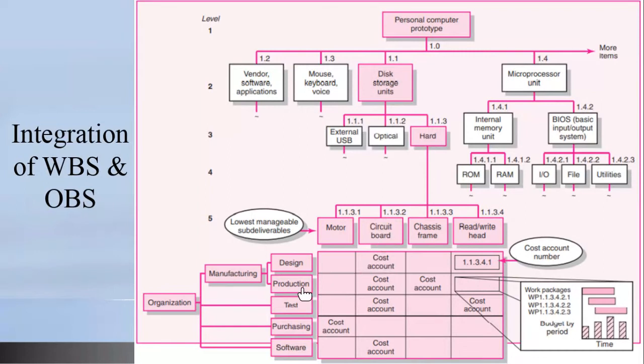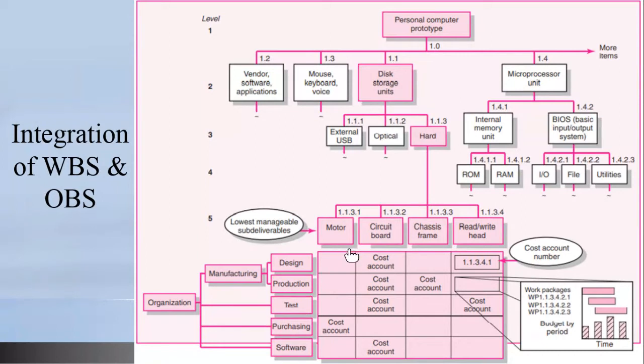Under production, they too have a responsibility to do the production work. So while design does all the work required to bring the circuit board to fruition in terms of design, production also has a role to play. The test unit has a role to play as well, and so does the software unit for the circuit board. So 1, 2, 3, 4 units or departments or sub-departments within the organization will play a role.